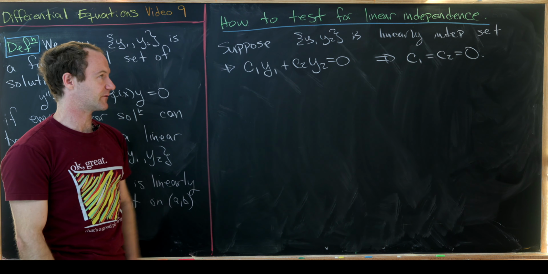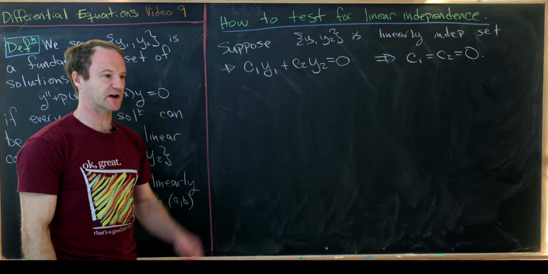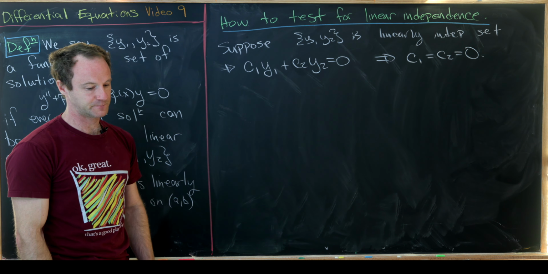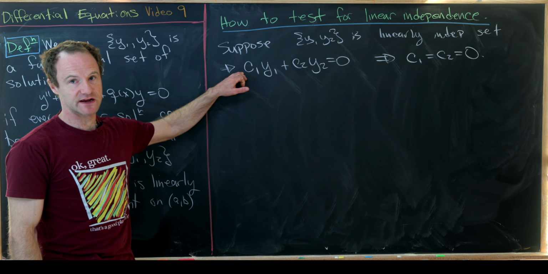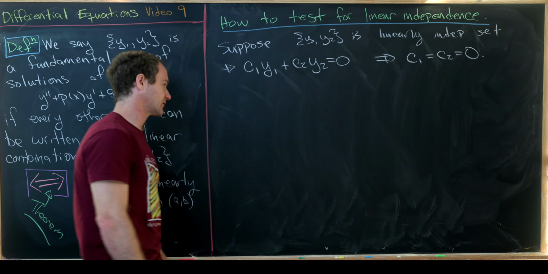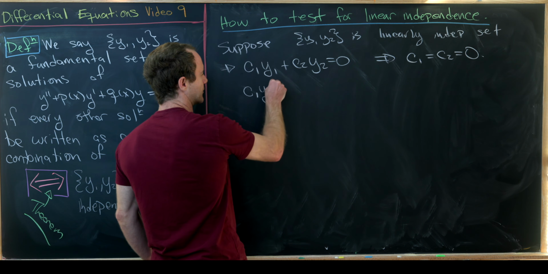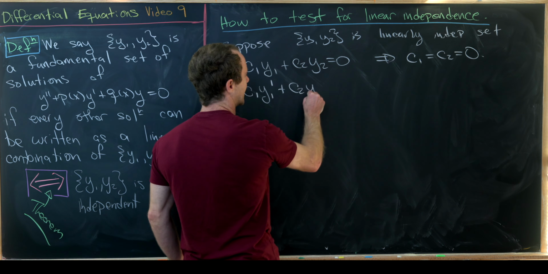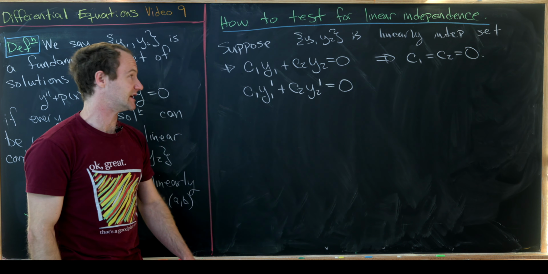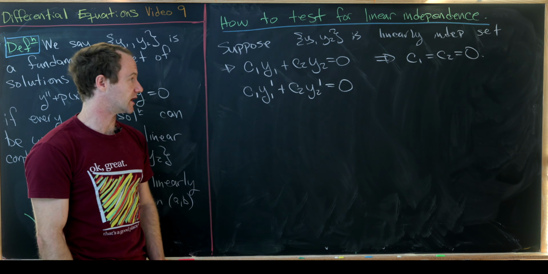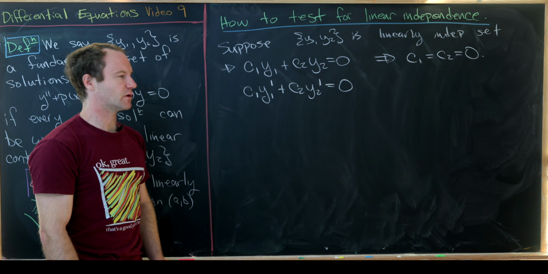So that's just straight up from the definition of linear independence for vectors, keeping in mind that we've got a function vector space here. But now let's take this equation and differentiate it. That gives us the equation c1y1 prime plus c2y2 prime equals 0, because the derivative is a linear operator and c1 and c2 are constants. Now we've got a system of equations.